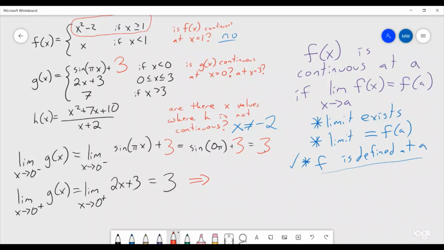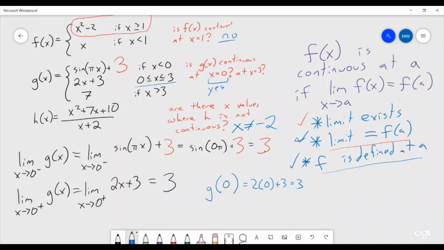Oh, wait, we have one more thing we have to check. All that guaranteed was the limit exists. We have to show the limit is equal to f of a. So if we plug it in, or not f of a, g of a, so g of 0, okay, oh, that's this condition. So that's going to be 2 times 0 plus 3 equals 3. Perfect. All three conditions were satisfied. So that means that g of x is continuous at x equals 0 if we changed that number to be a 3. As it was earlier with the plus 2, that would not have been continuous there.